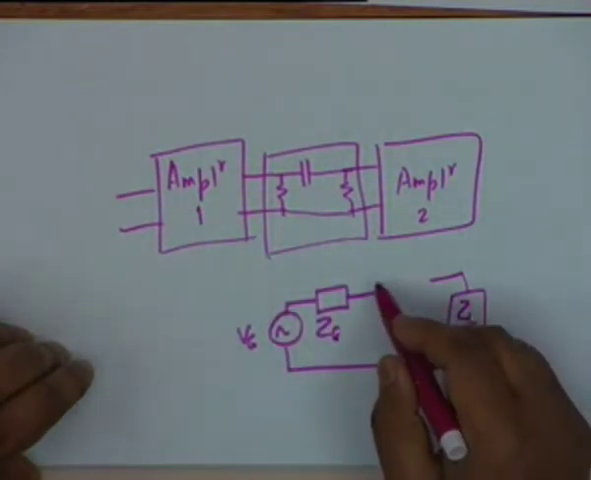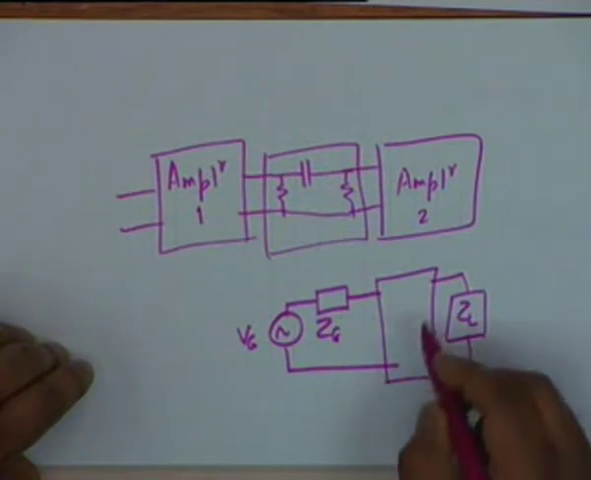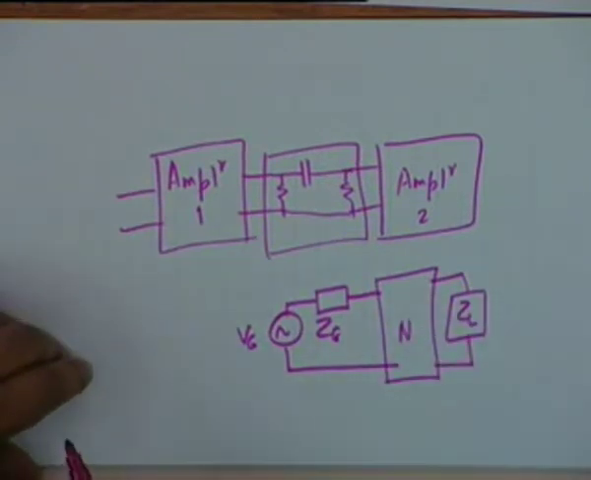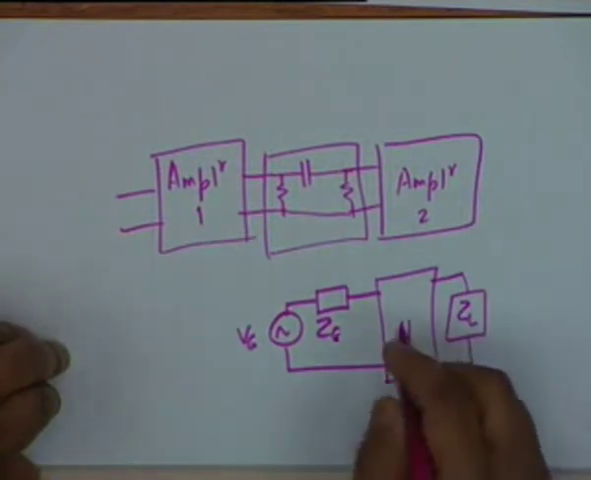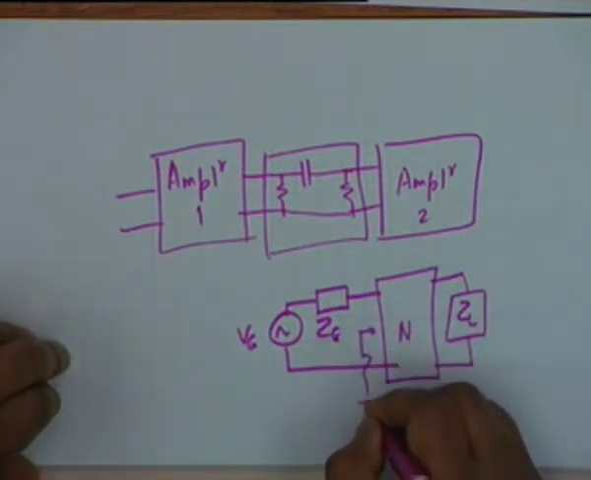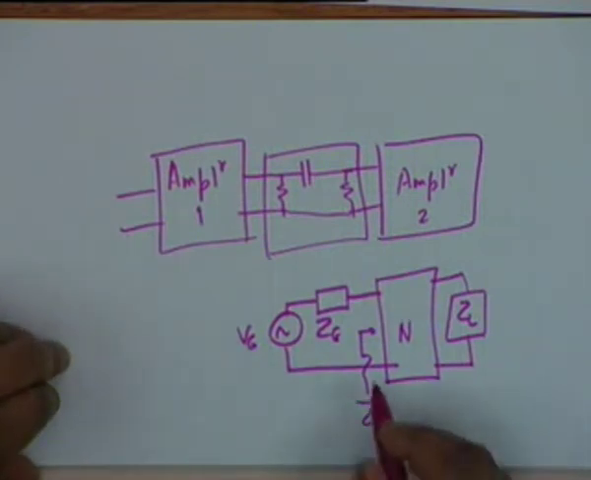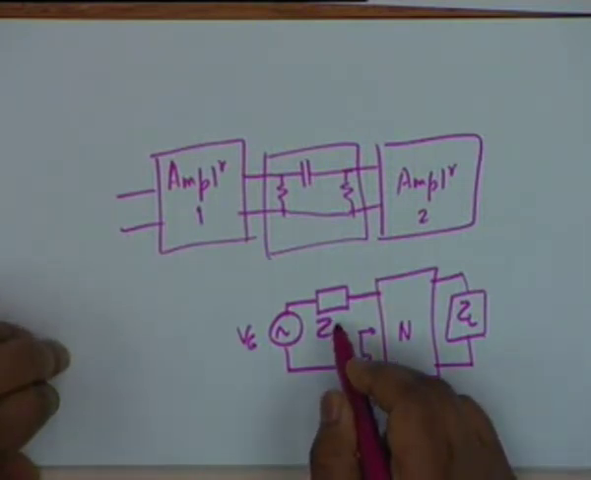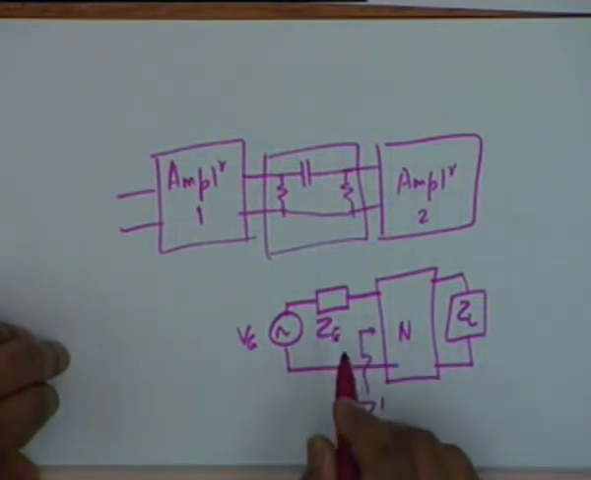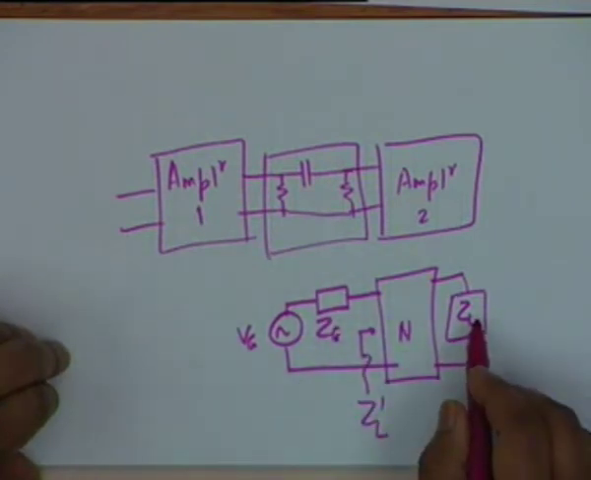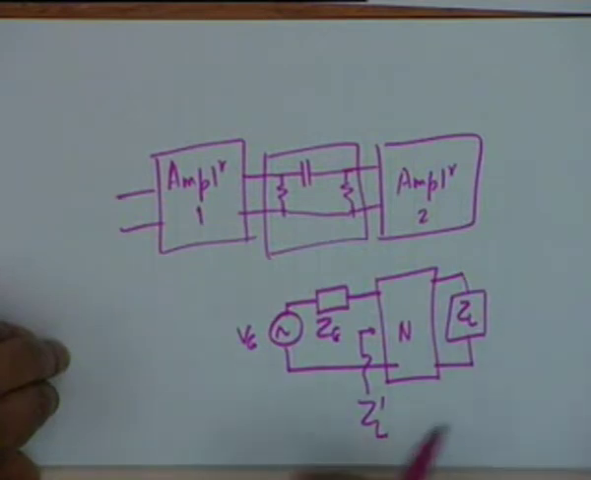If this is not true, then what you do is you insert a network N, a two port N, to achieve this, to achieve the effective impedance here, which we call ZL prime. You have to achieve ZL prime equal to the complex conjugate of Z sub G. Then you make sure that ZL shall receive the maximum available power.